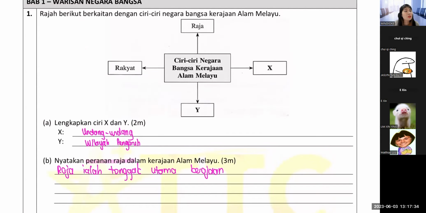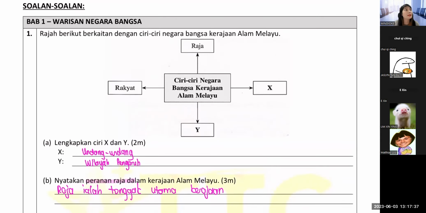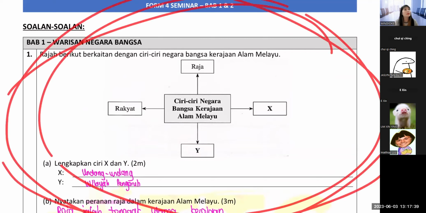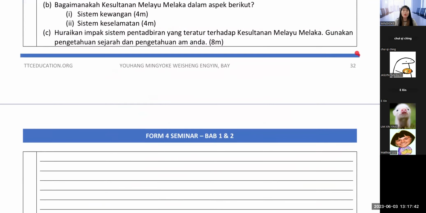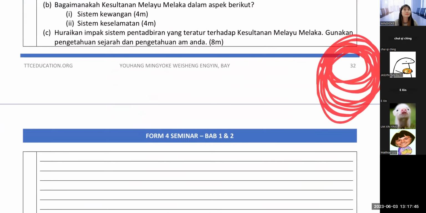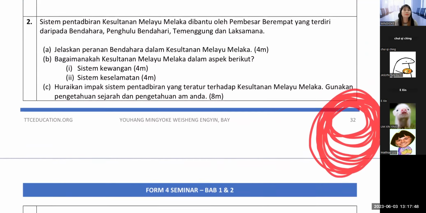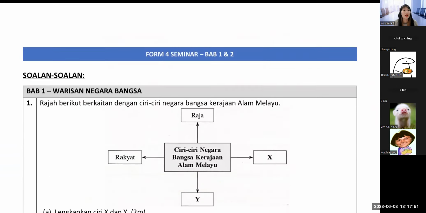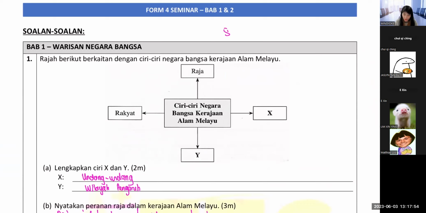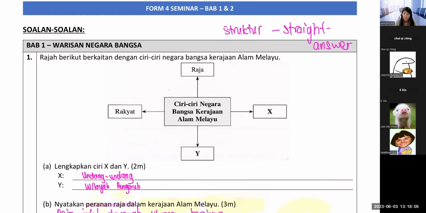Understand? This question is not from our Zilia one, right? This question is from your book one. You don't have it? Oh, sorry, because I just give you an example on page 32. I want to explain to you, when you do structure question, you straight answer only. Straight answer.